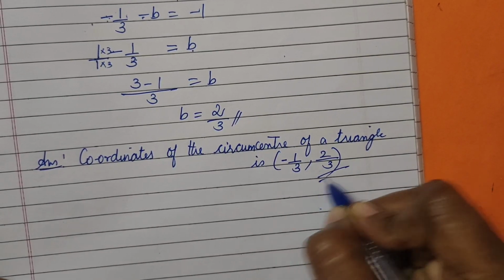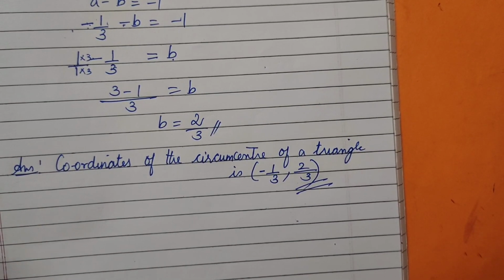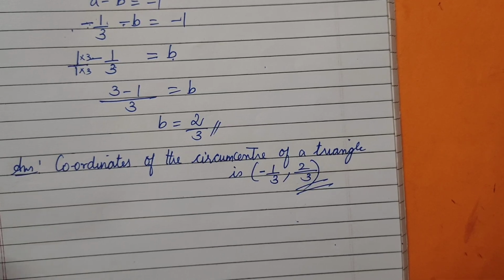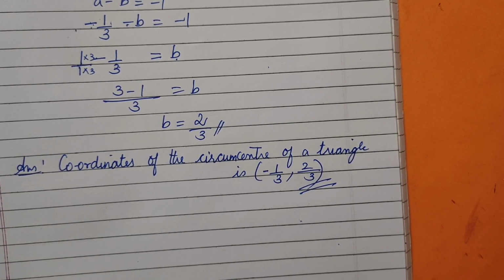See my dear, this sum comes as a 4 mark sum, and this is very easy. We are again and again applying the distance formula. Once we understand the concept, it is very easy to just solve it here.